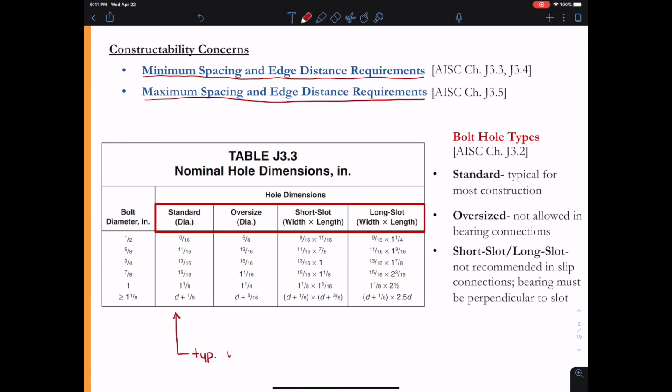Next, I just want to point out this table J3.3. This has different bolt hole types. So we've looked at standard bolts, which is very typical. This is what we use for most construction. However, there are sizes for oversized, short slot, and long slots. You can reference this table for all the sizes, including the standard size bolts, and that's what we need to use in all our calculations.